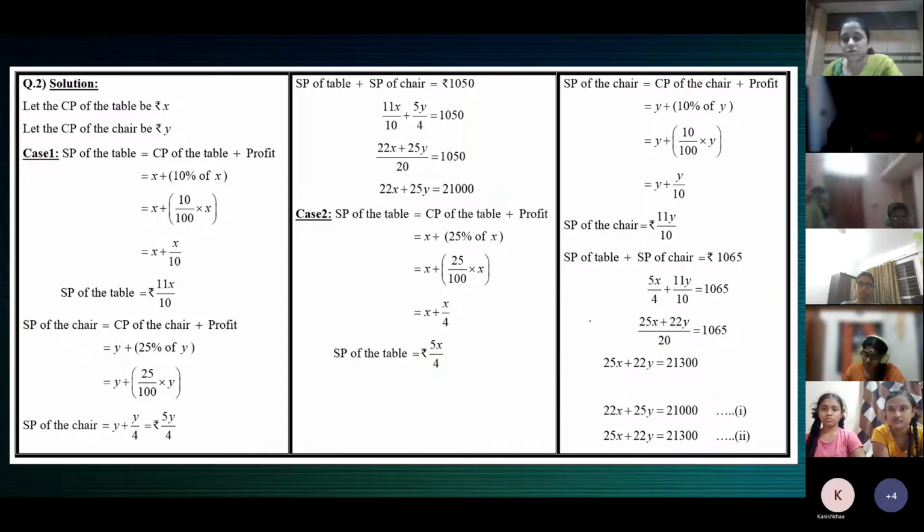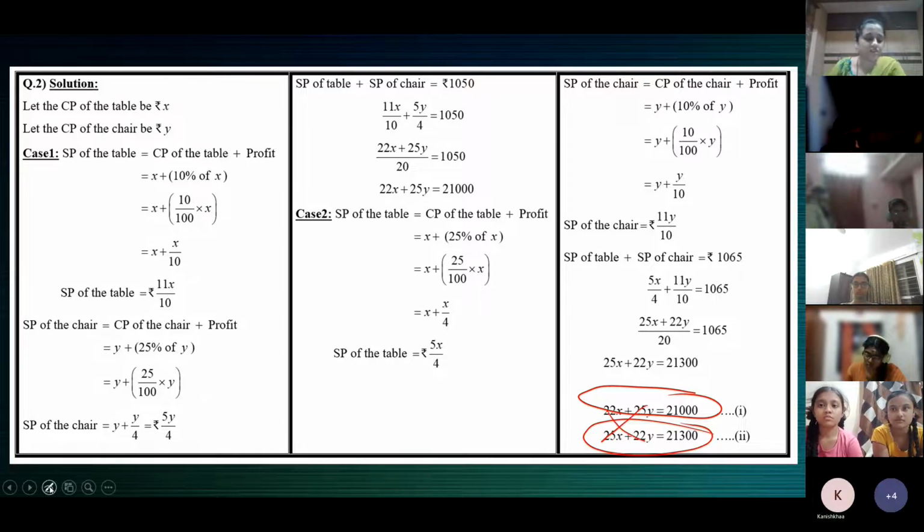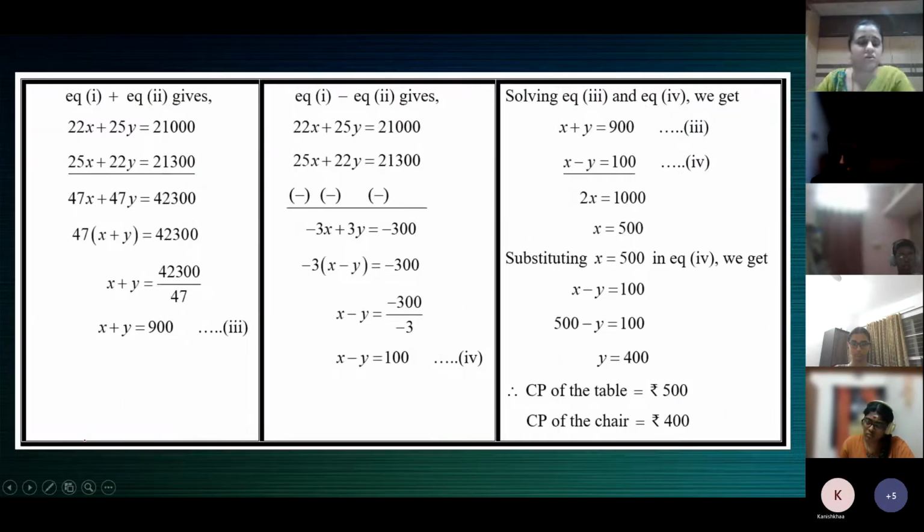All right, children. So like this, we have two equations in x and y. Since the coefficients are exchanged, you can see 22, 22, 25, 25, we could use a special method to solve these two equations. So here you see equation 1 plus equation 2. Add the two equations, get a new equation.